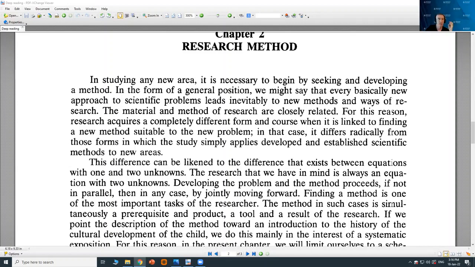Thank you, Janine. In studying any new area, I mean, in general, right? It is necessary to begin by seeking and developing a method. Why? Vygotsky didn't say it's just necessary to seek and develop a method. Why does he say it's necessary to begin by?